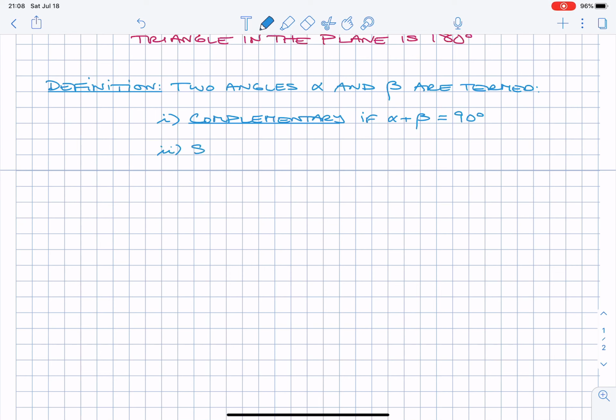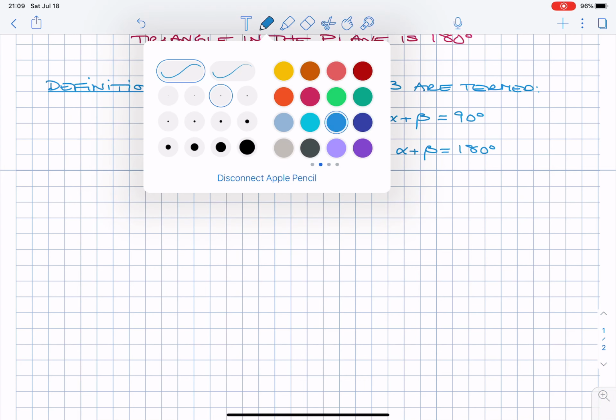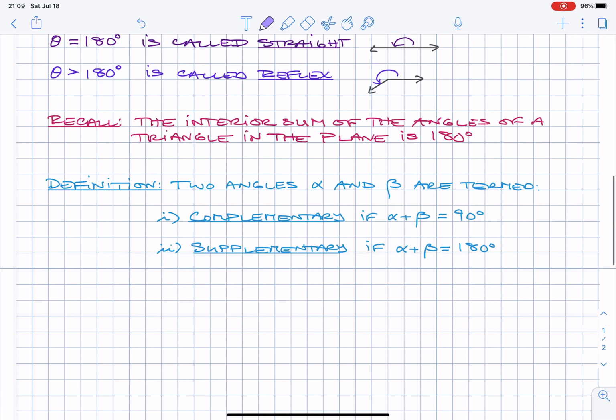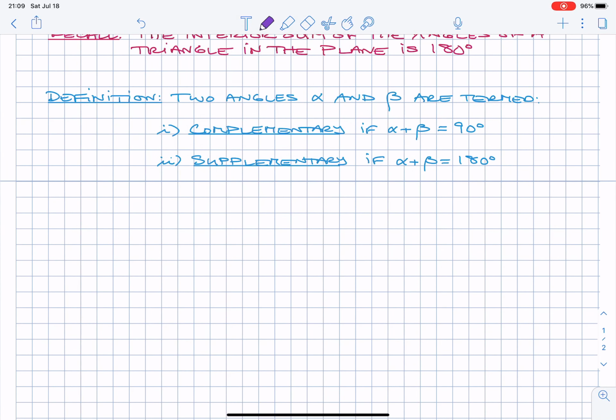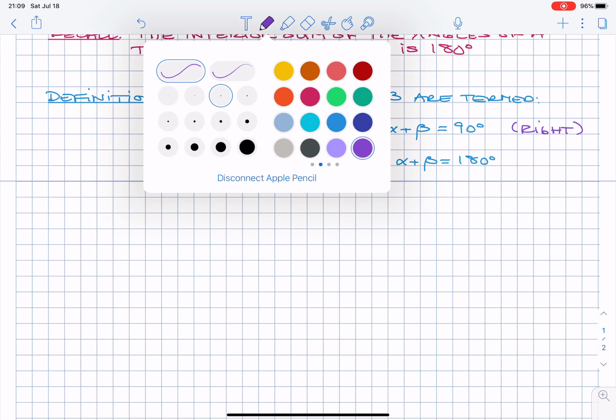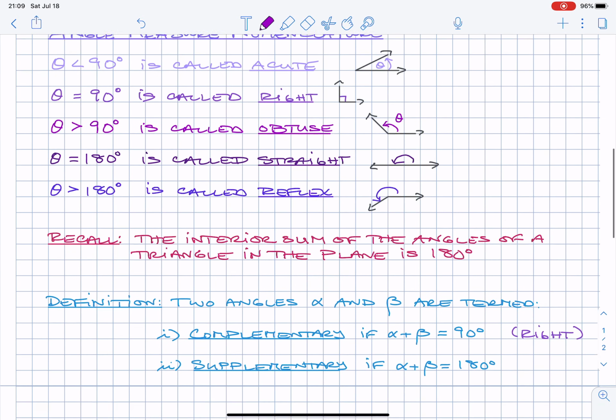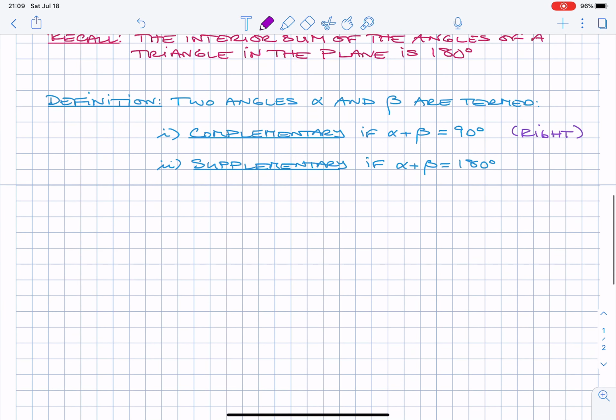Alternately, they're termed supplementary if alpha plus beta is 180 degrees. So remember, 90 degrees is what? That was called a right angle. So their sum is a right angle. But 180 degrees, what was 180 degrees? That's called a straight angle.